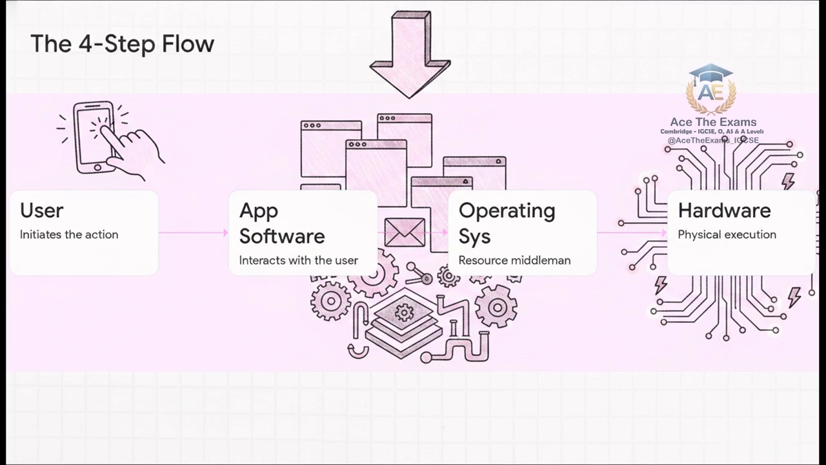It all starts with the user. That's you. You interact with the application software. That software then talks to the operating system, which acts as this crucial middleman, managing the system's resources. And finally, the operating system sends those signals to the physical hardware. This exact 4-step flow is the backbone of how human interaction translates into machine execution.